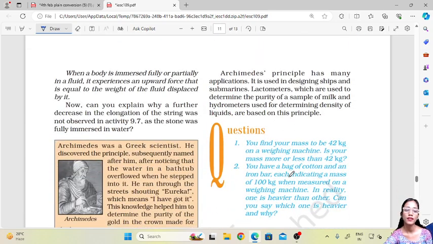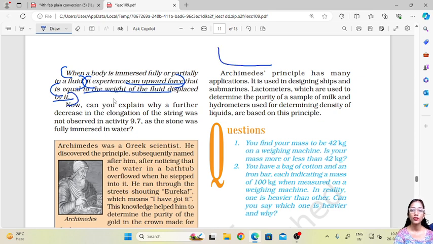This question is answered by Archimedes. He gave the Archimedes principle, wherein he said that when a body is fully or partially immersed in a fluid, it experiences an upward force that is equal to the weight of the fluid displaced by it. So the first part of the principle is, when the body is fully or partially immersed in the fluid. Second, it experiences an upward force. Third, this force is equal to the weight of the fluid displaced by it.